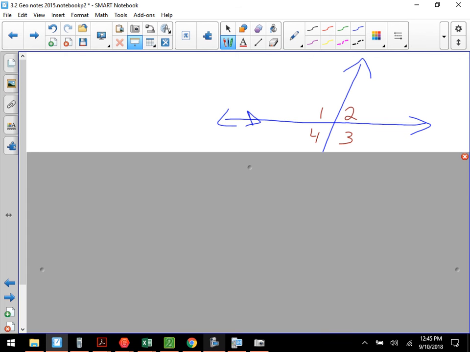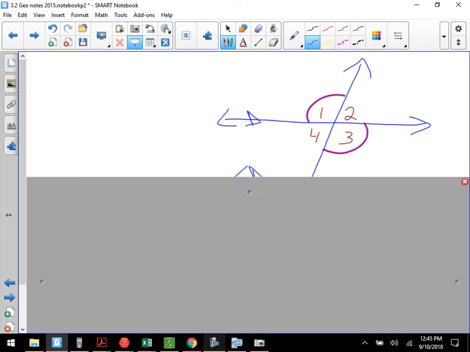So same thing here. You guys all agree then that those two are the same and those two are the same, correct?